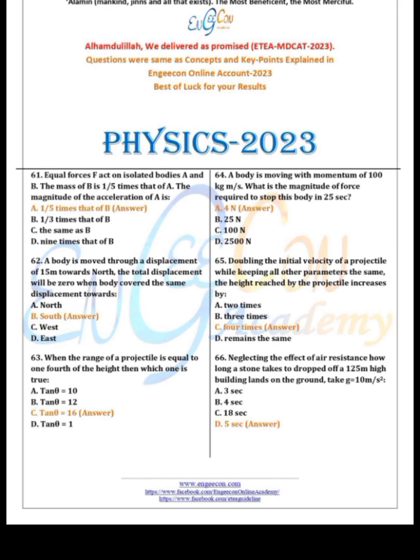65. Doubling the initial velocity of a projectile while keeping all other parameters the same, the height reached by the projectile increases by 2 times, 3 times, 4 times, remains the same. The correct option is 4 times. 66. Neglecting the effect of air resistance, how long does a stone take to drop from a 125 meter high building until it lands on the ground? Take gravity 10 meter per second squared. Option A 3 seconds, B 4 seconds, C 18 seconds, D 5 seconds. The correct option is D 5 seconds.